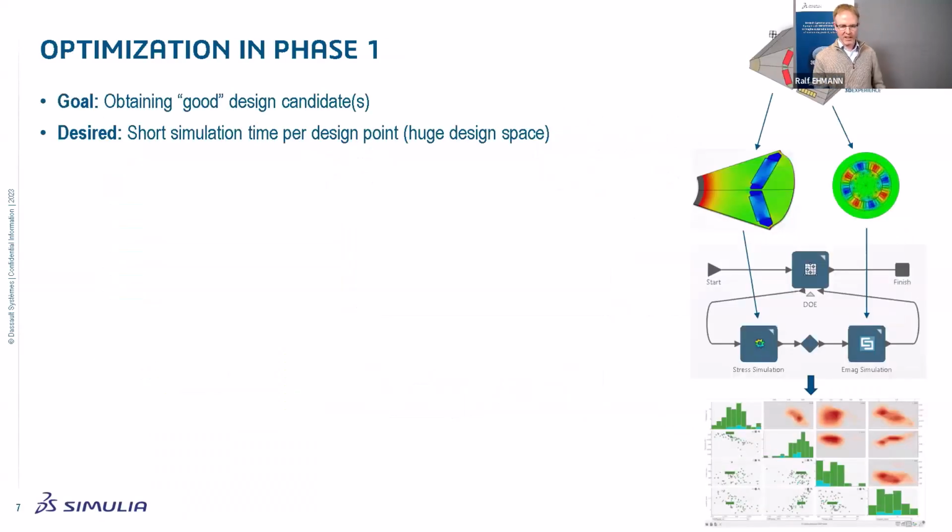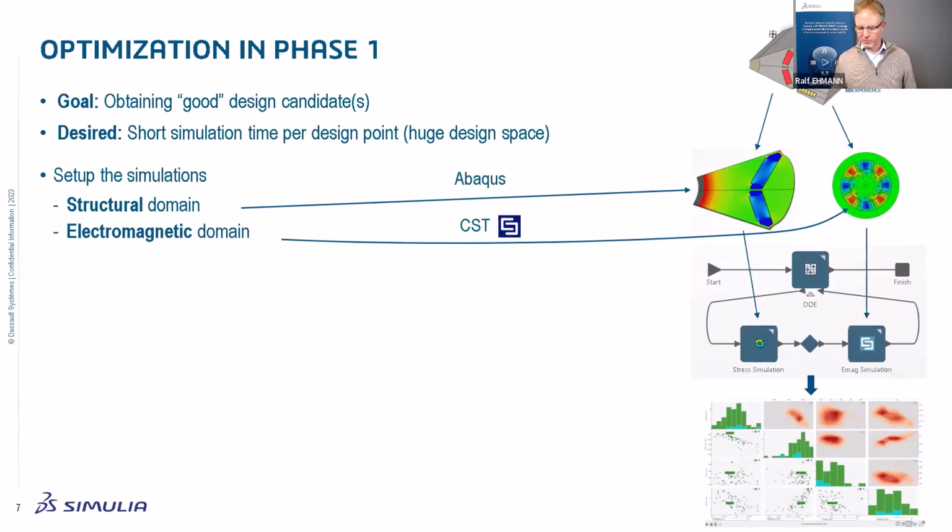Okay, how is this done and what are the goals? Sure, the goal is you want to find good design candidates, and desired is fast simulation time. This is the most important one. So we have two domains, as I have already said. We have the structural domain, which takes care that the rotor will withstand the centrifugal load when rotating at max speed. And you have a lot of KPIs in the electromagnetic domain. This is not what I want to focus on, since this is what Bilkis already showed you before.